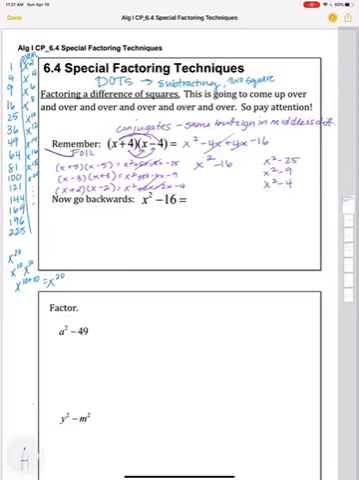And what do you see here? What is the pattern? These are all perfect squares, right? How do I know? They have an even exponent. And these are all perfect squares because 5 times 5 is 25, 3 times 3 is 9, 2 times 2 is 4. And what sign is in the middle? Difference, a subtraction sign. And so these are all differences of two squares.